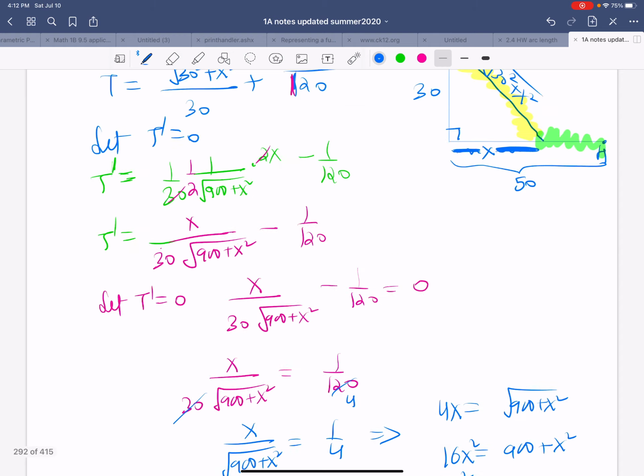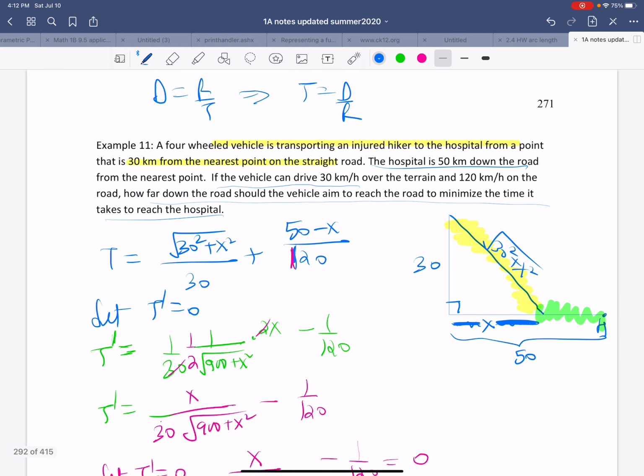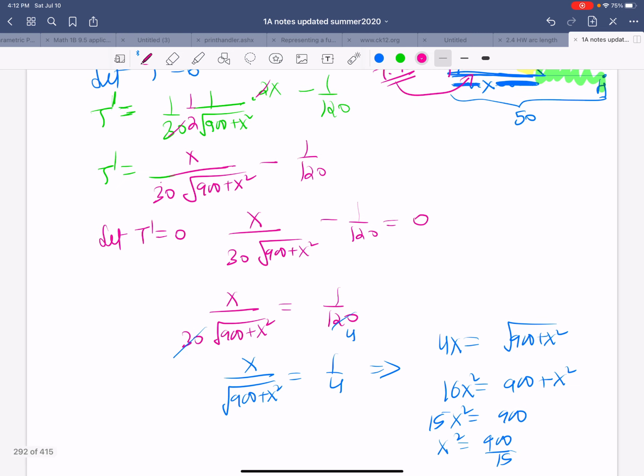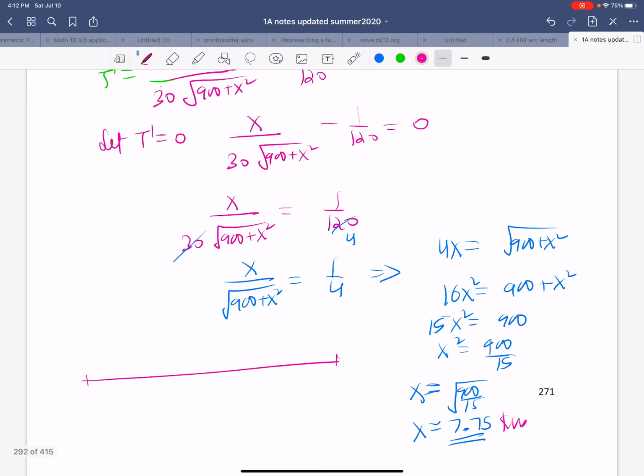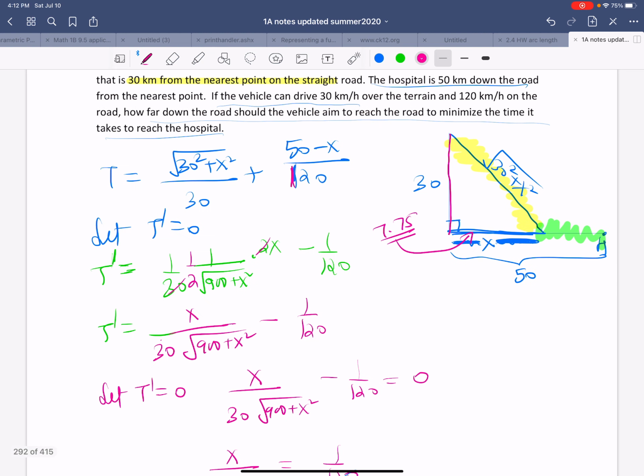So that's what I got: they should hit the road after 7.75 kilometers. This distance is 7.75 kilometers. They shouldn't hit the road directly here. They should hit it 7.75 kilometers further on the road. That would give us the minimum time, and that would help us save the patient. So if you were to think about whether you get a max or min here, the x distance we are talking about can be between 0 and 50.